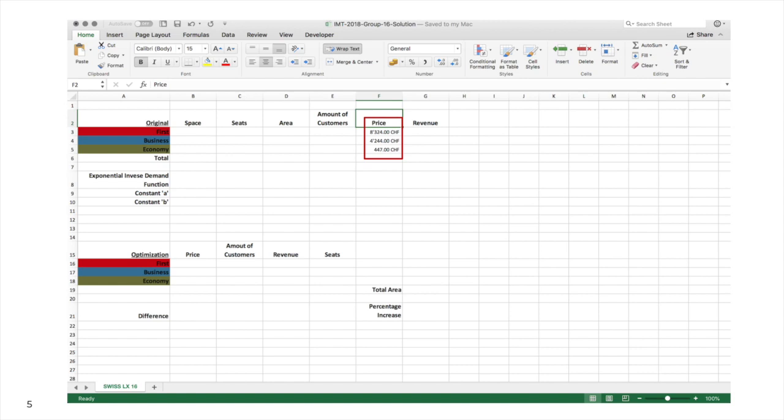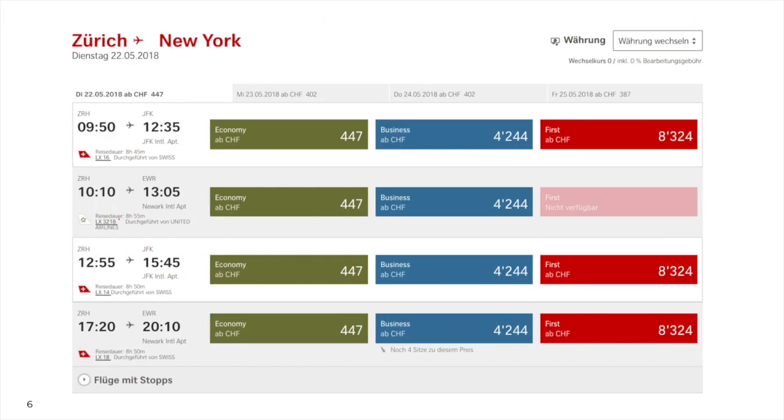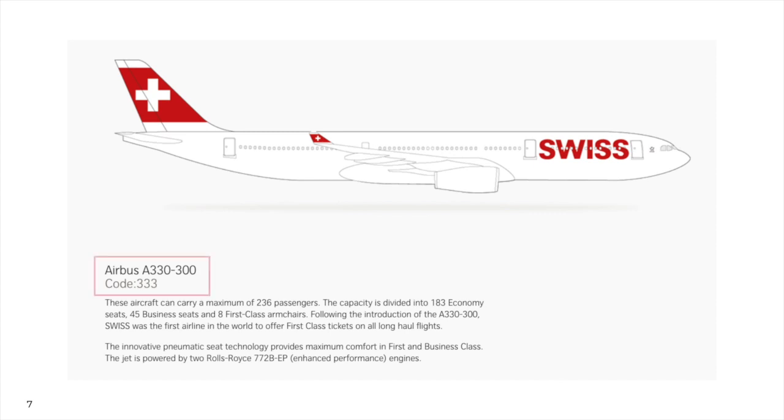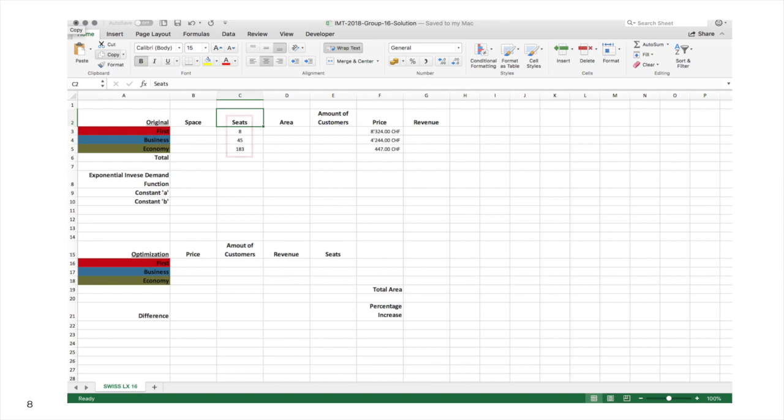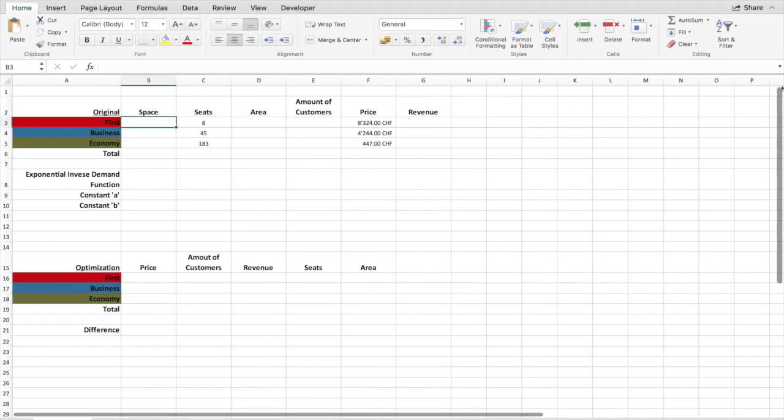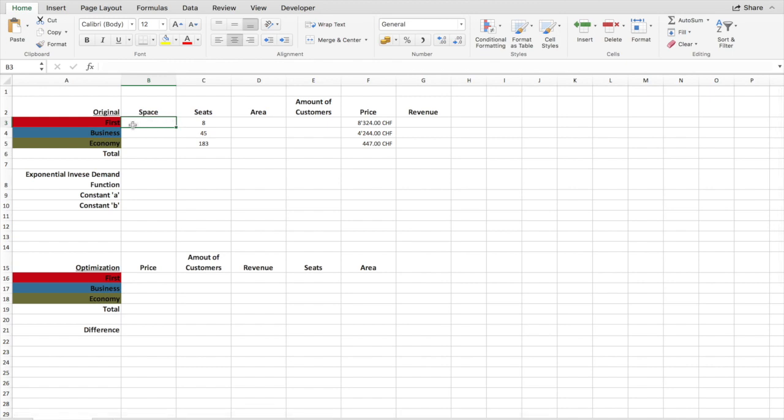To derive the inverse demand curve, we further require the amount of customers willing to pay said prices. To do this, we analyze the seat allocation of the flight LX60. The Airbus A330-300 has 183 economy seats, 45 business seats, and 8 first-class seats. These values again are put into the Excel file. From this data, we derive our inverse demand curve, while the area of seats serve as our capacity constraint. For this constraint, we assume that 1 first-class seat is the equivalent of 3 economy class seats, and 1 business class seat the equivalent of 2 economy seats.